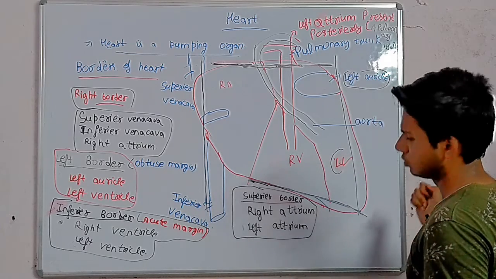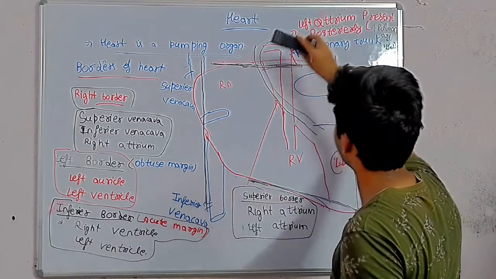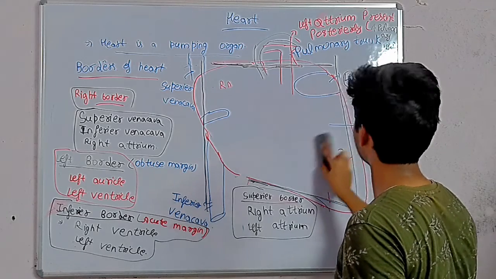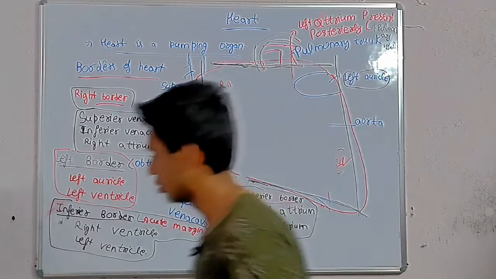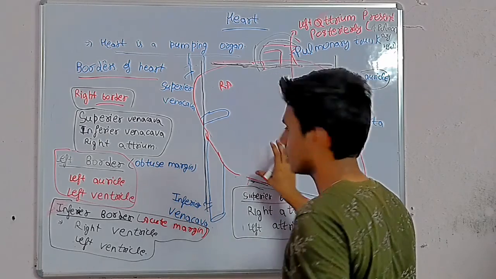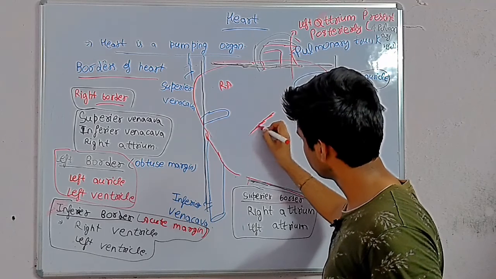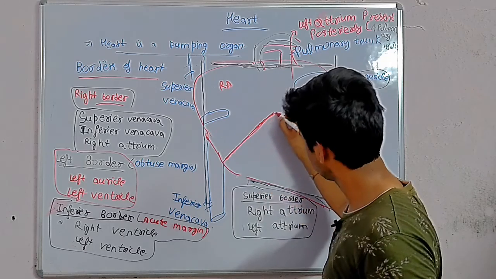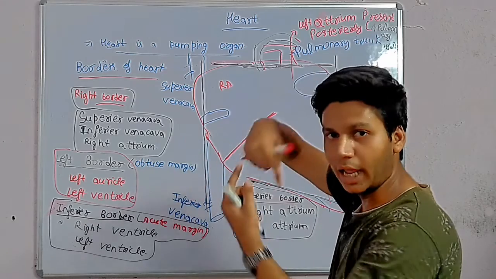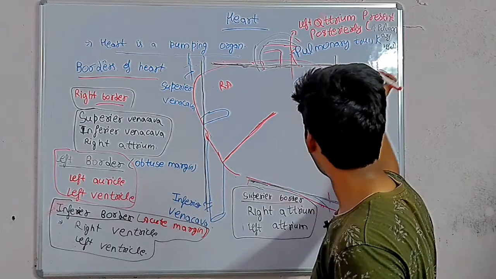Now come to some sulci. Let's say we erase this portion. So we know this is right atrium, this is right ventricle. Right atrium and ventricle are separated by a groove, a sulcus. It goes posteriorly and covers the whole heart like this. It circles the heart posteriorly and anteriorly, covers the whole circle and comes in front like this.